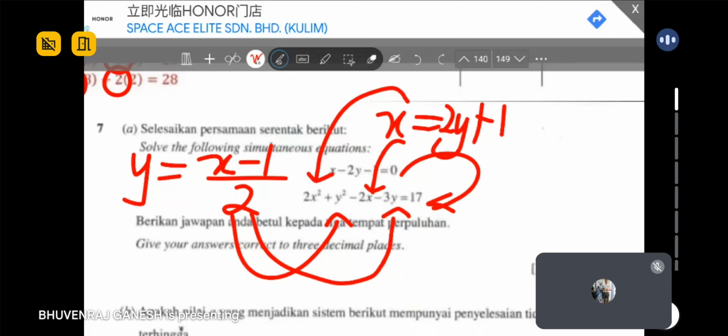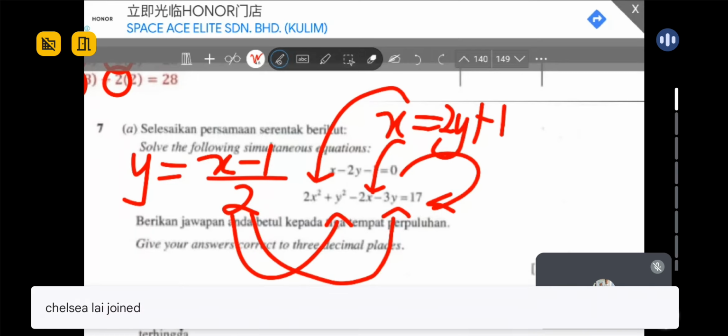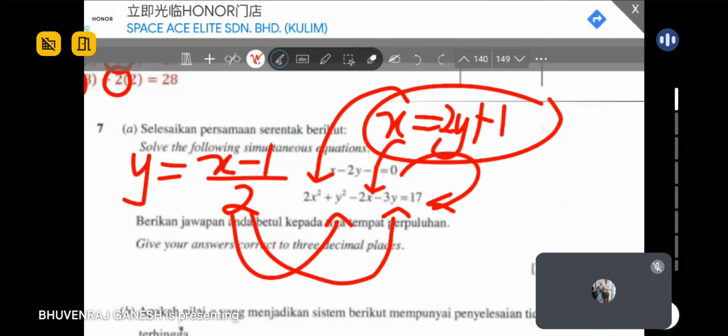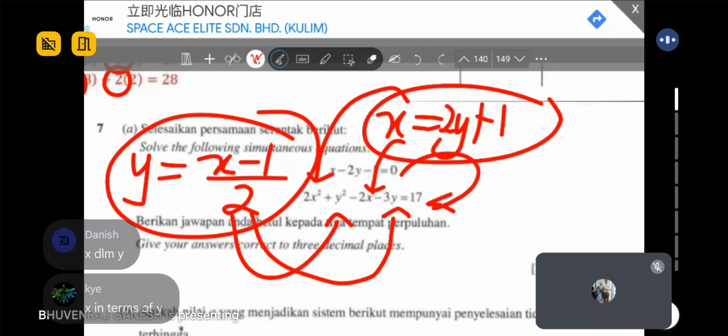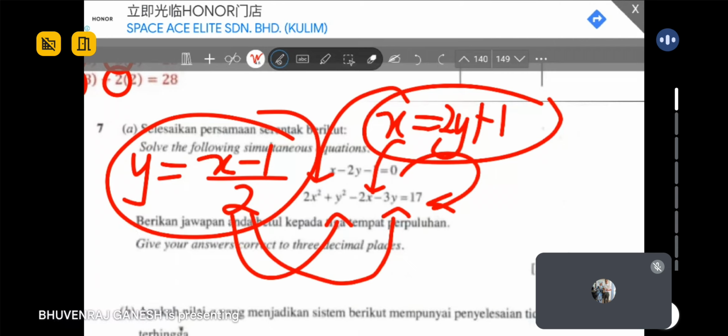Very simple, right? Okay, so you now think and see guys. Kamu fikir sekarang, mana lebih senang kat sini? X dalam sebutan Y atau Y dalam sebutan X? Which one is an easier step guys? X in term of Y or Y in term of X? Very smart. Okay, X dalam sebutan Y. Why do you say that? Kenapa kamu kata macam tu? What's the reason? Very good, guys.